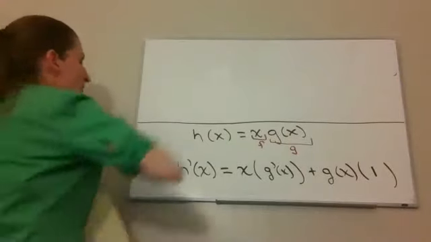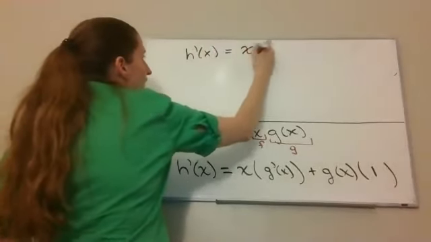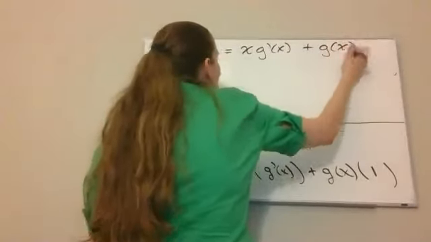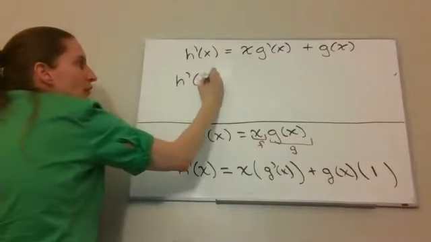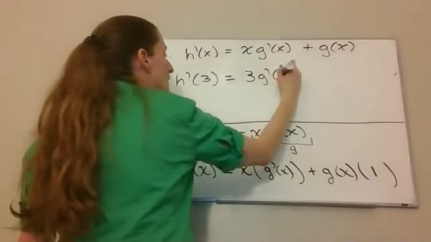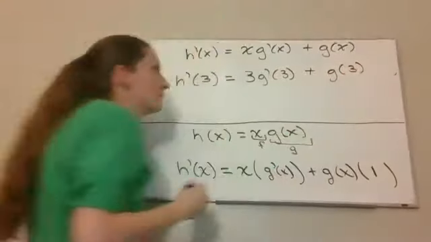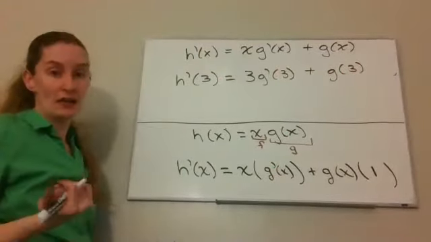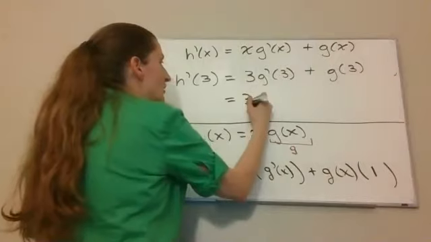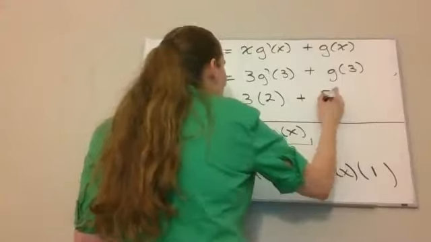I have h prime of x is equal to x times g prime of x plus g of x. And I'm wanting to find h prime of 3. So let's just plug 3's in for all the x's and see what happens. 3 times g prime of 3 plus g of 3. But we know what g prime of 3 and g of 3 are equal to. That was given to us in our problem. Our problem said that g prime of 3 was equal to 2, and g of 3 was equal to 5.